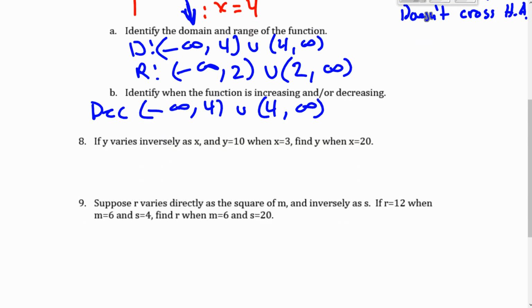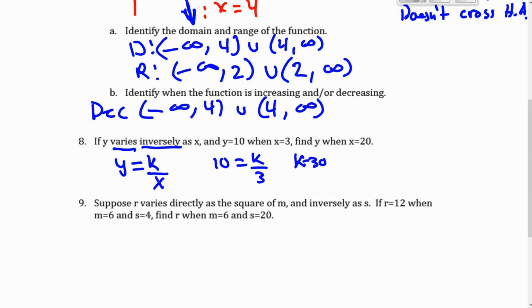Alright, so the last part of chapter 3, variation problems. So whatever comes before the word varies is what is equal to k. So y varies, so that y equals k. Inversely means divided by, so I'm going to divide that. What follows that is x, so that's what I'm dividing by, x. And now I go ahead and plug in what they give me. They say y is 10, and I'm going to solve for my k, so k is 30.